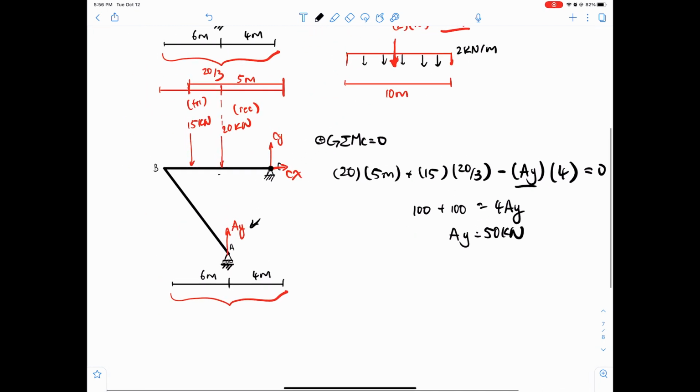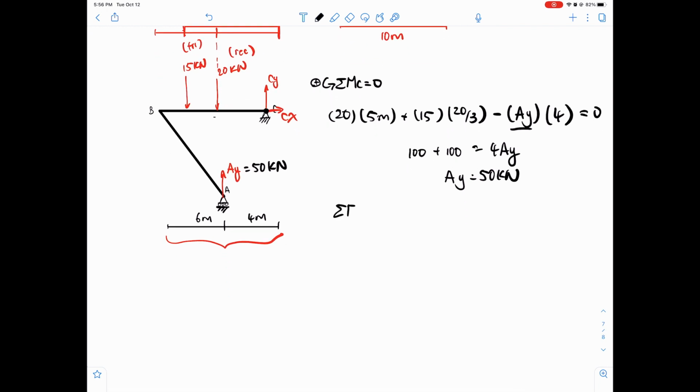So once you have that, you can just say AY equals 50 kilonewtons and move on with the next step, which is just the sum of forces in both the y direction and the x direction. Let's start with the y direction. Set upwards equals positive, and we just find all the forces acting. So that's 15 going downwards, right? So negative 15 minus 20 going down, right? So 20, and then plus AY equals 50 kilonewtons, and then finally plus CY equals 0.